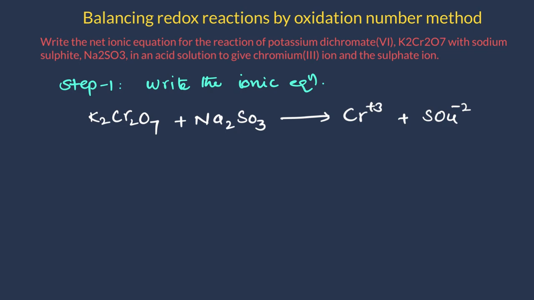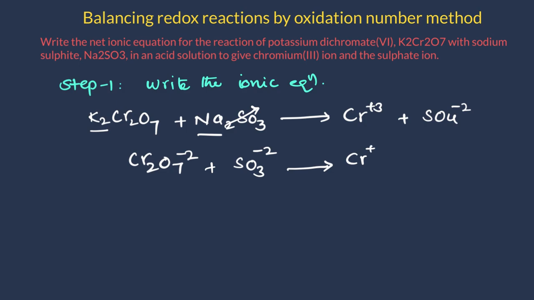Now we have to write the ionic equation. The ions which are not going to change their oxidation state in their compound are called spectator ions. Now I am removing these ions and writing the ionic equation: Cr2O7 minus 2. These are cross multiplied. This number 2 is cross multiplied here, and this 1 is multiplied here, therefore this is minus 2. Similarly, plus SO3 minus 2 gives rise to Cr plus 3 plus SO4 minus 2. This is the skeletal ionic equation.